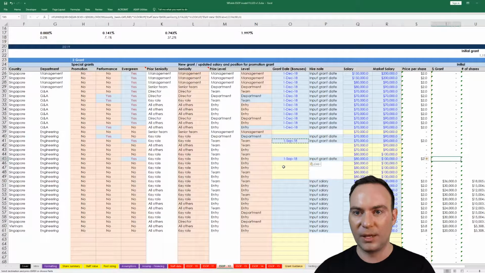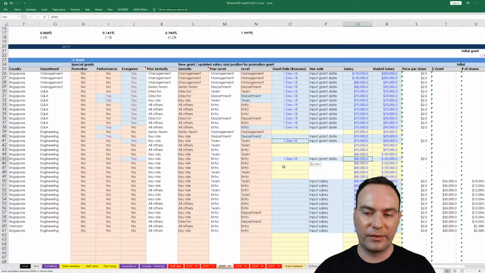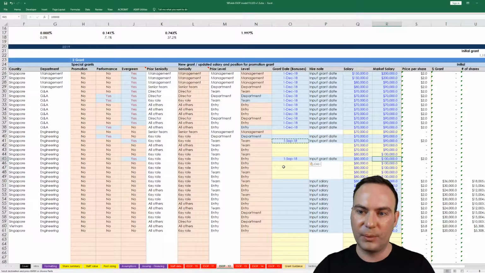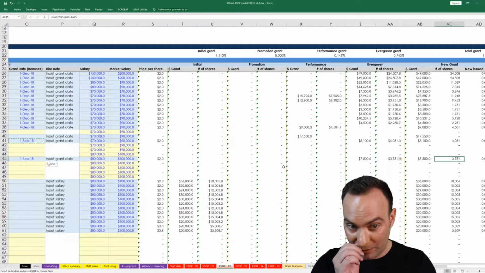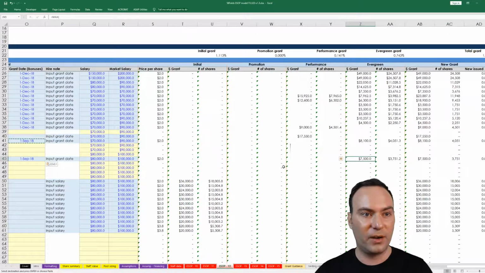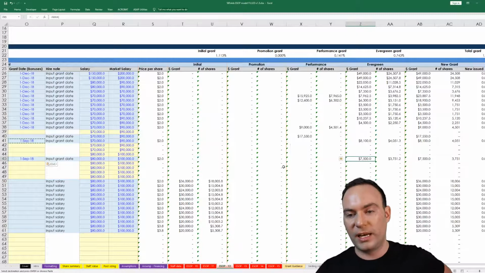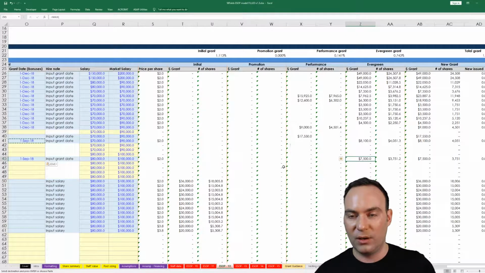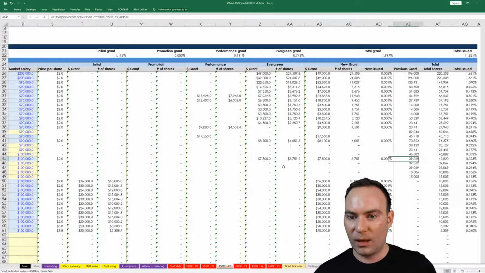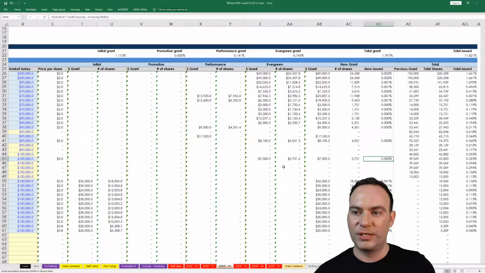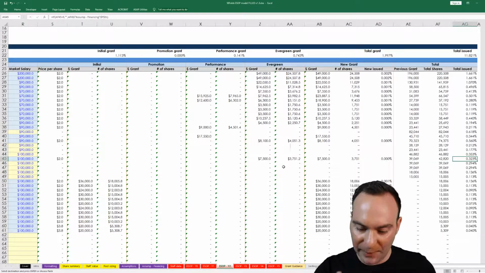That's the price per share. Salary, market salary, they're not changed because it's just evergreen. It is what it is, but we can see for our evergreen box here, on the basis of her market salary, she's getting 7.5 grand worth of stock, which on the price per share of 2 means she's getting about 3.7-ish thousand shares. The new issued amount is actually kind of a rounding error, but she's at 3.323% now.